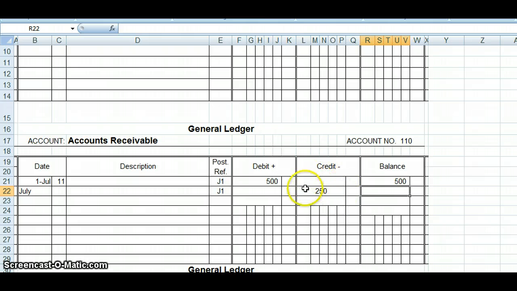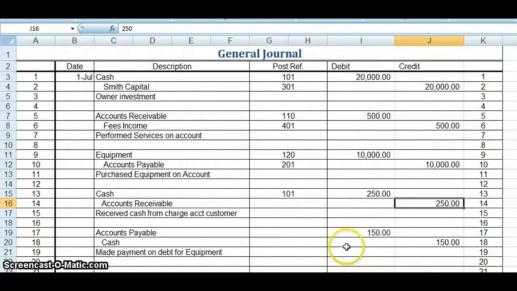So since credits are negative, they're a subtraction sign, you're going to subtract the 250 from the 500. So my new balance is going to be 250 because 500 minus 250 is going to give me a new balance of $250. So I'm going to go back to my journal. I'm going to put in 110 for my account number. I'm going to finish up with our last transaction.